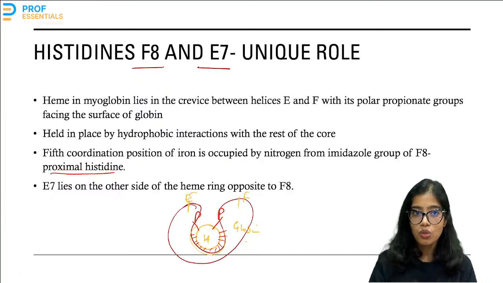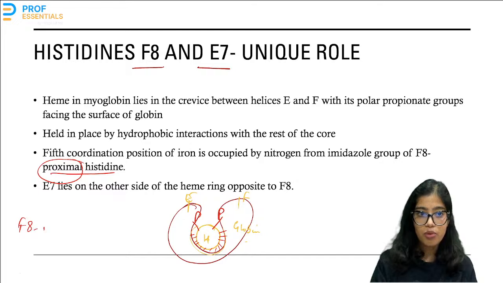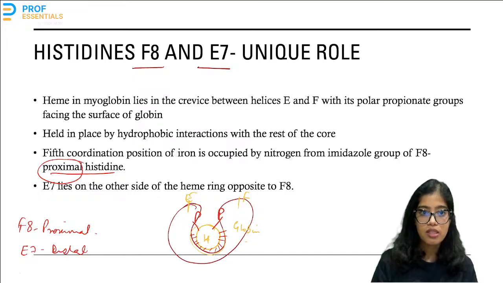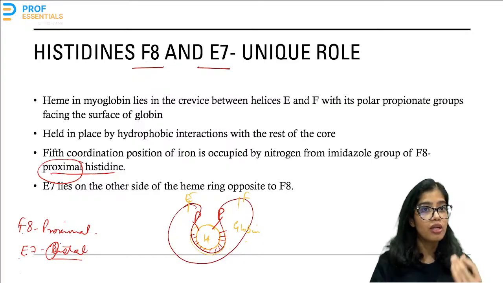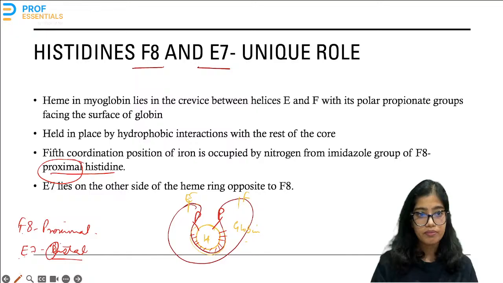Now you have to focus on the words proximal and distal as well. F8 histidine is proximal, that is, it is near to heme, and E7 is distal. Now how do you remember this? Distal is from D. E and D are adjacent in the alphabet. So E is distal and F is proximal. Proximal means it is near to heme and E7 is distal to heme. This you should also remember, it is of importance. Why? We will now draw it here.